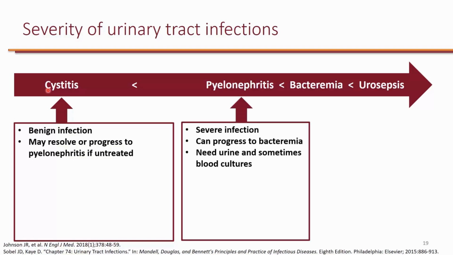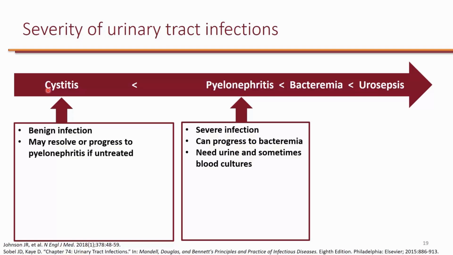Pyelonephritis, however, is a severe infection. Keep in mind that by the time it's pyelonephritis, it has actually infected the kidneys. And it can progress to bacteremia, assuming it's an ascending infection. So if the bacteria are coming from the bladder, going up to the kidneys, then the next step is to go into the blood, causing bacteremia. The other way to get it is the descending pathway. If someone has bacteremia, the bacteria can come from the blood and go to the kidneys and cause pyelonephritis.